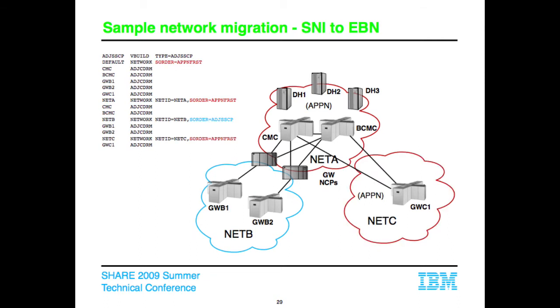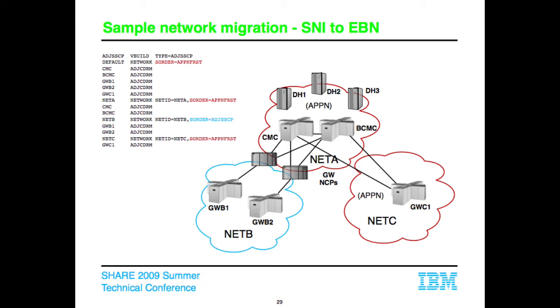So in this case, if we migrated the NetC network to APPN and used border node instead, all you would do is change the S-order operand on the NetC table from S-order ADJSSCP to S-order APPN first, and now VTAM automatically searches the APPN network first for that net ID.